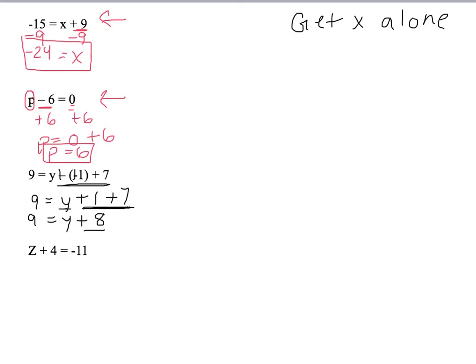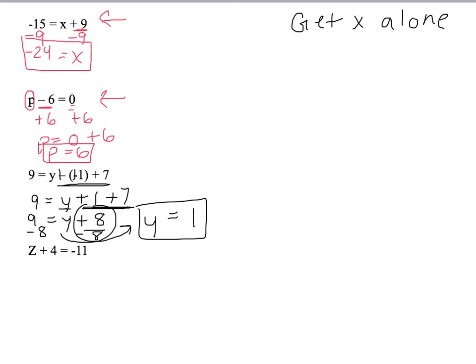Okay, so now we need to get rid of this positive 8, so we have just y on that side. So in order to get rid of an 8, we need to subtract 8 from both sides. So we get y equals, because these two cancel each other out, 9 minus 8, and 9 minus 8 is equal to 1.